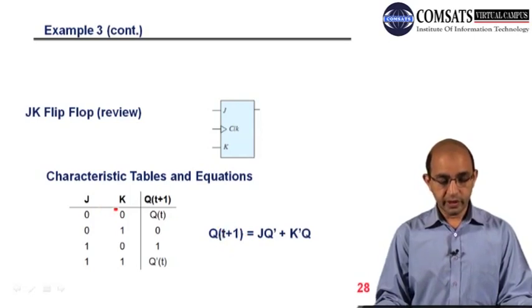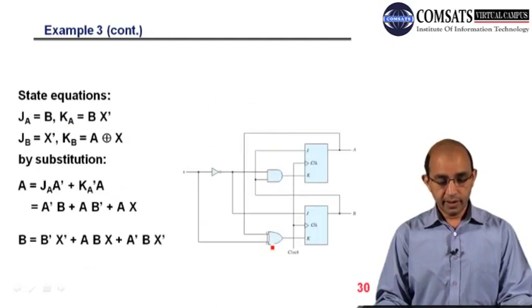So these are the JK inputs, and this is the next state, and Q(t) is the present state. You can see we have different possible combinations, and then the next state will be the present state, then 0, then 1, and this is the toggle. So this is the characteristic equation.